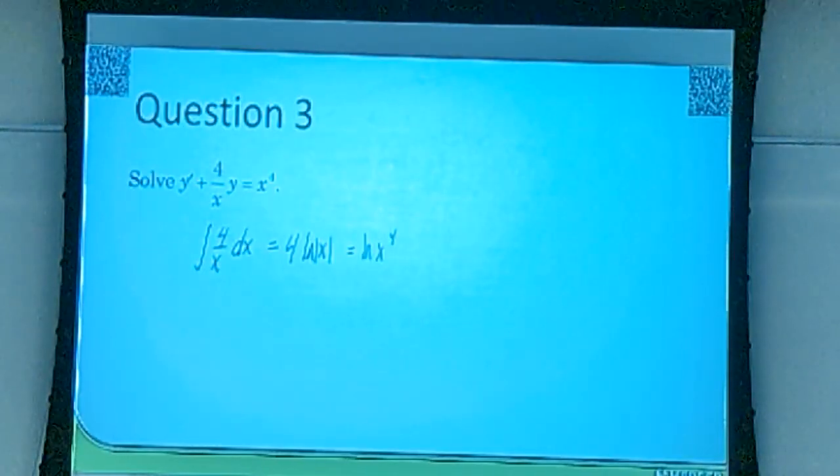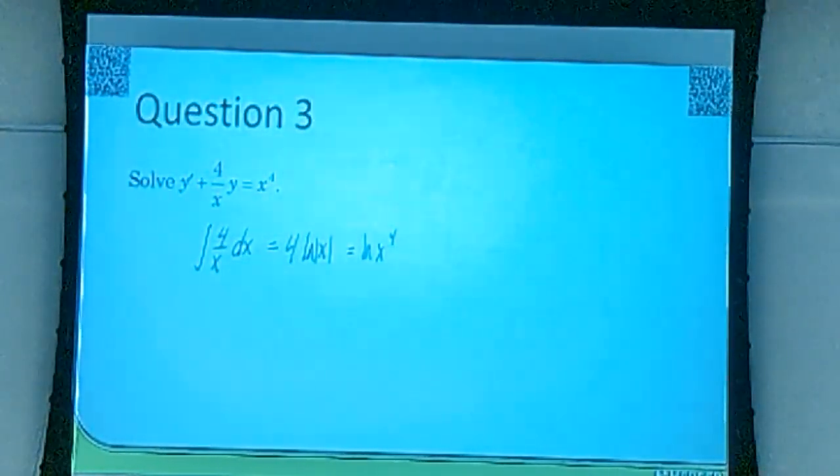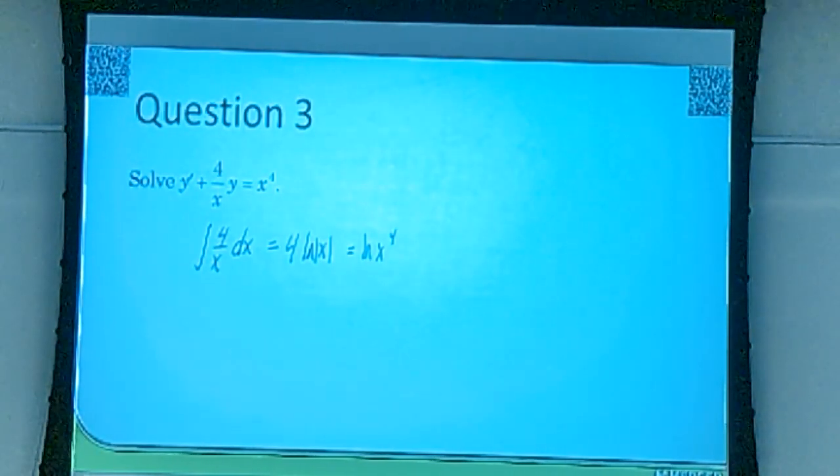Not necessarily. It'll always be positive, y will always be positive, because it's x to the fourth. If you multiply a positive, it'll be positive; negative, also positive. Why? Because the exponent's even. So I can just get rid of the absolute value. If it was cubed, I couldn't.